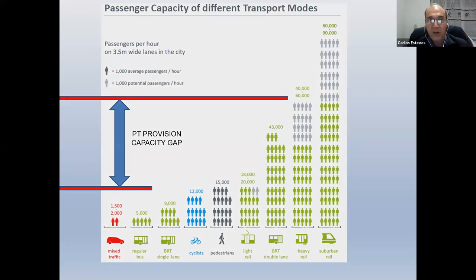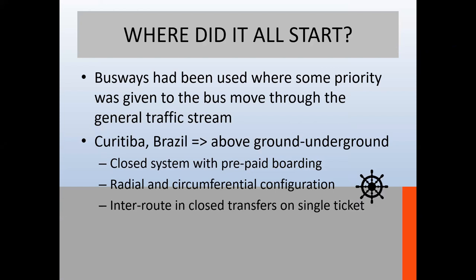So when one speaks of BRT, bus rapid transit, the question might arise, so where did this all start? I mean, historically, there were busways. Various countries tried to improve the capacity of the bus systems as they moved through the city traffic. They might have had localized improvements. And then along came a country like Brazil and the city Curitiba in the 70s and 80s. They developed a concept of an above ground underground. So what they did is they tried to take some of the benefits of the underground, the metro, and to mimic it on the surface.